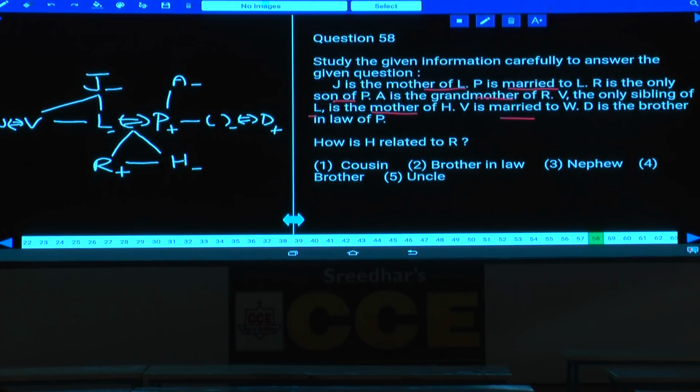V, the only sibling of L, is the mother of H. There is a comma in between these two. V, the only sibling of L, is the mother of whom? V is the mother of H, and this W is the husband of this V. Then how is this H related to R? Now this H is the cousin of R, that is choice 1. So question 58, that is choice 1.